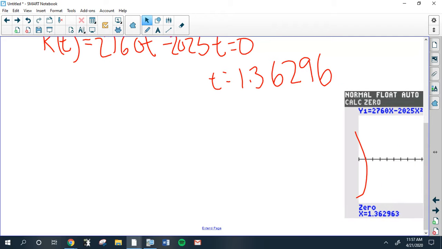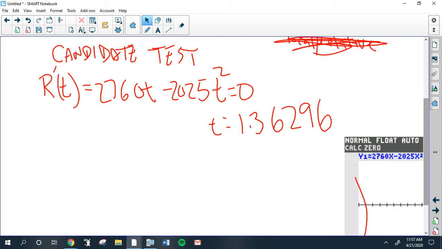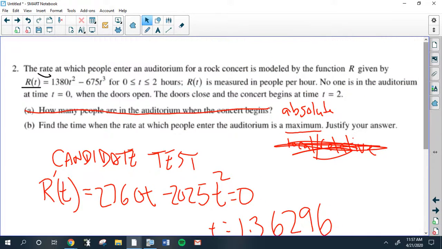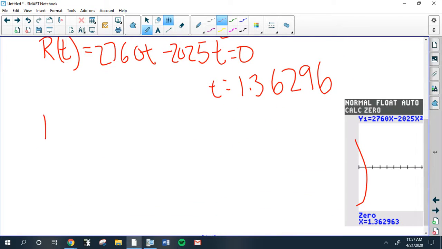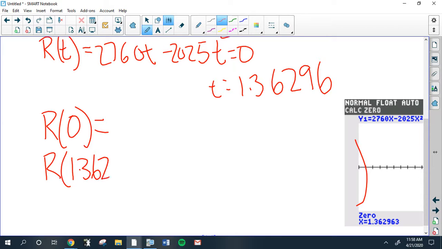So now I'm going to actually do the candidate test. The candidate test says the only candidates for a max or a min are the endpoints 0 and 2, and any critical number between 0 and 2, which we just found. So we're trying to figure out where R of t is the maximum. You just plug in all three candidates, and the maximum would be the one that produces the biggest number. Again, this is a really good calculator question.